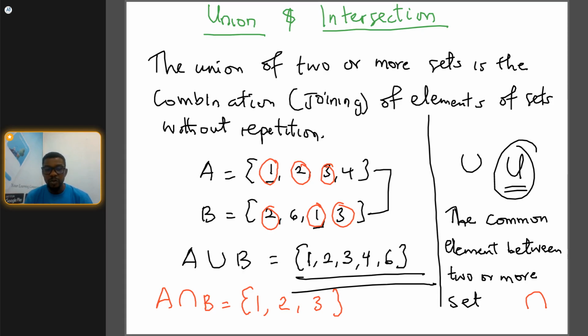All right. So I have explained what union is and what intersection is. I believe that is clear to us. If it is clear to us, please kindly thumbs up. Give me your reaction in the chat box.